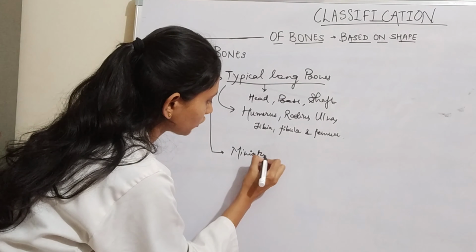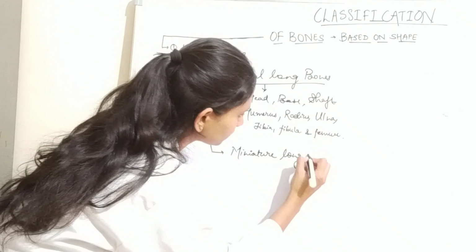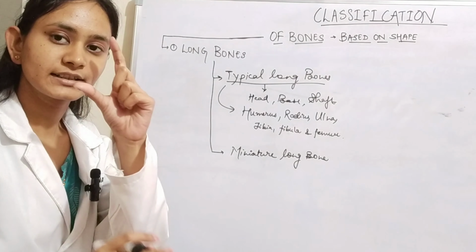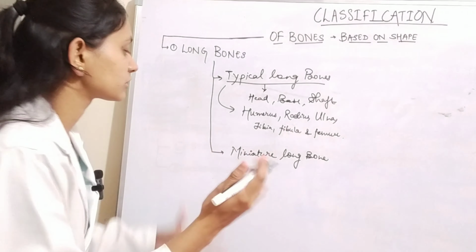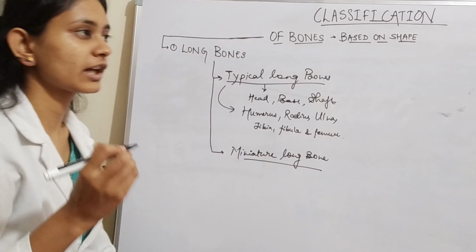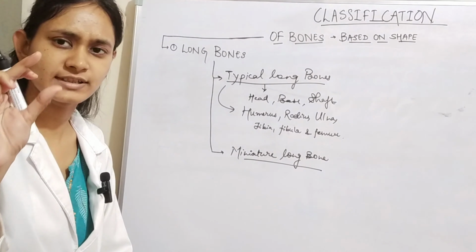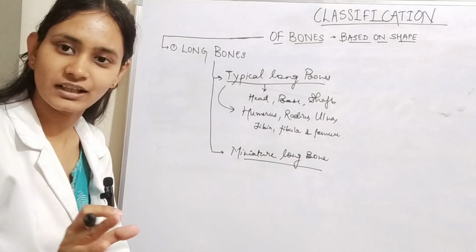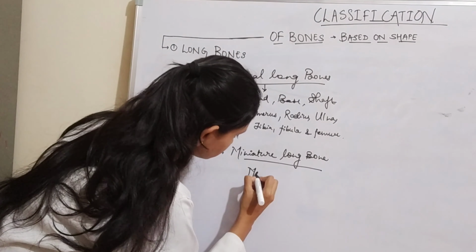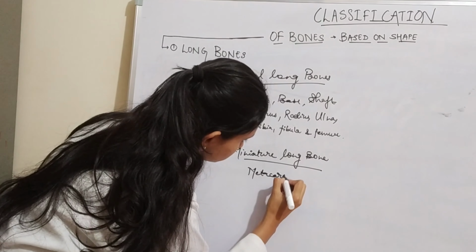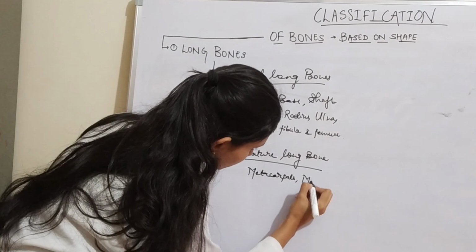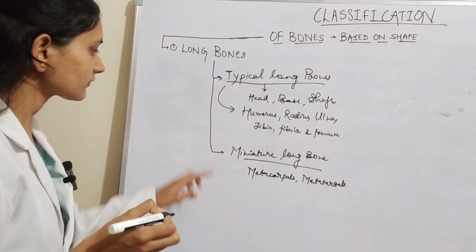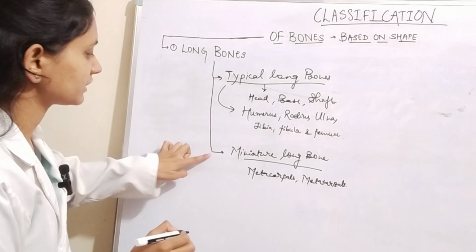Now, what is a miniature long bone? Miniature long bones are bones which have a head, base, and shaft, but are a little small in size. If you imagine yourself, which bone is small in size but still has a head, shaft, and base? So it is metacarpals and metatarsals. Typical long bones, miniature long bones.